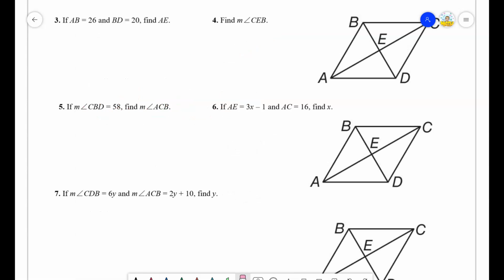And then finally, we want to find the measure of angle C to E to B, and we don't have any other information to go along with that, but from C to E to B, we're talking about this angle here, and we know that that angle, since this is a rhombus, has to be a right angle, so that would have to be 90 degrees.